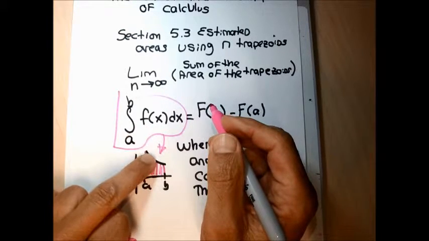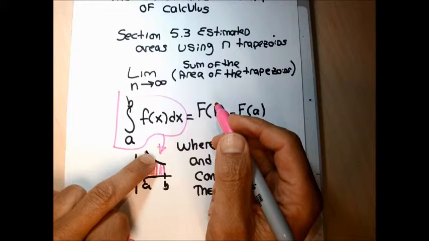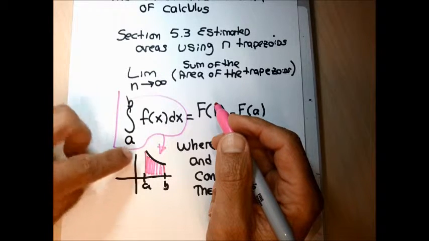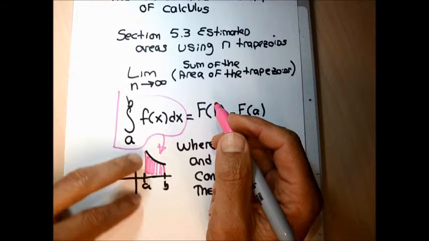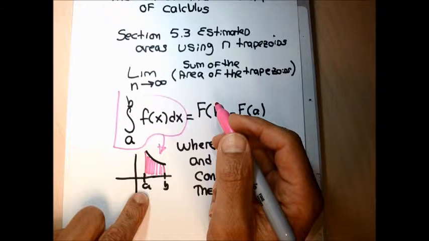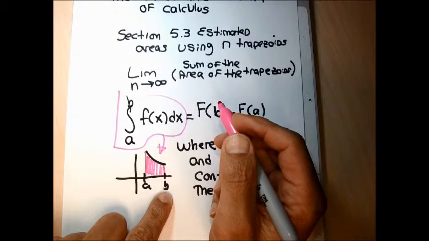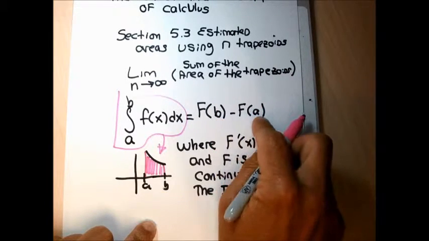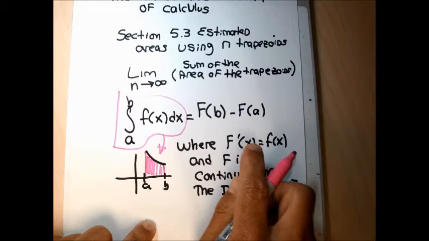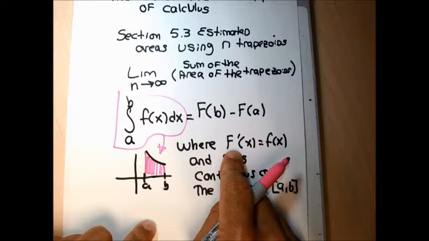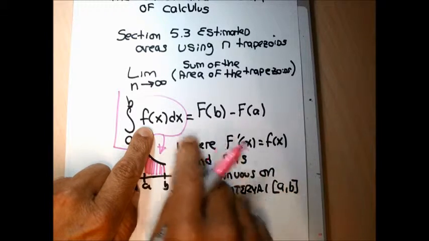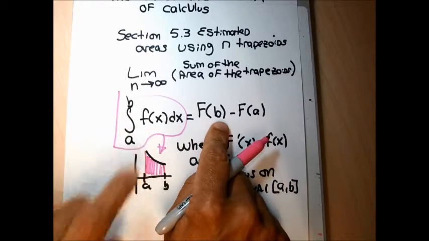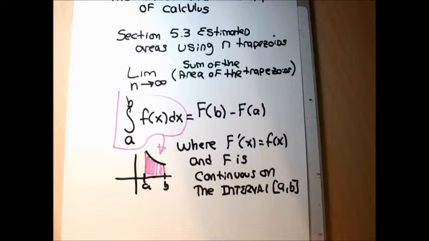This is a graph of f of x, some random f of x, and if I want to find the area between the curve and the x-axis, from some value on the x-axis, what we'll call x sub 1 equal to a, and x sub 2 equal to b, then we have to evaluate F of b minus F of a, where the derivative of big F is little f, or the integral of little f is big F. And this theorem only works if the function is continuous on the interval.